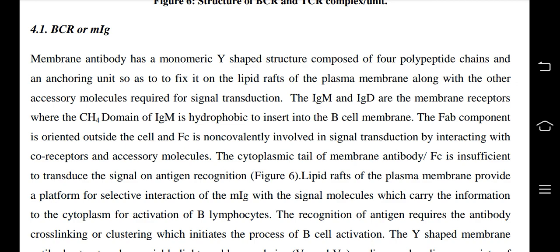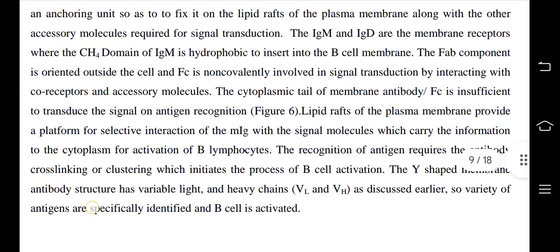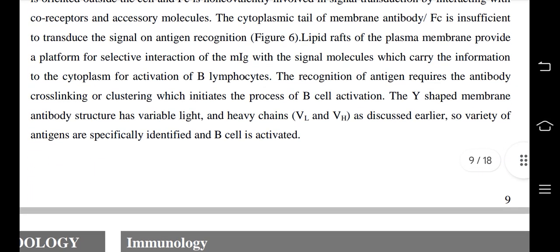The Fab component is oriented towards the cell and Fc is non-covalently involved in signal transduction by interacting with co-receptors and accessory molecules. The cytoplasmic tail of membrane antibody Fc is insufficient to transduce the signal on antigen recognition. Lipid rafts of the plasma membrane provide a platform for selective interaction of the mIg with the signal molecules which carry the information to the cytoplasm for activation of B lymphocytes.